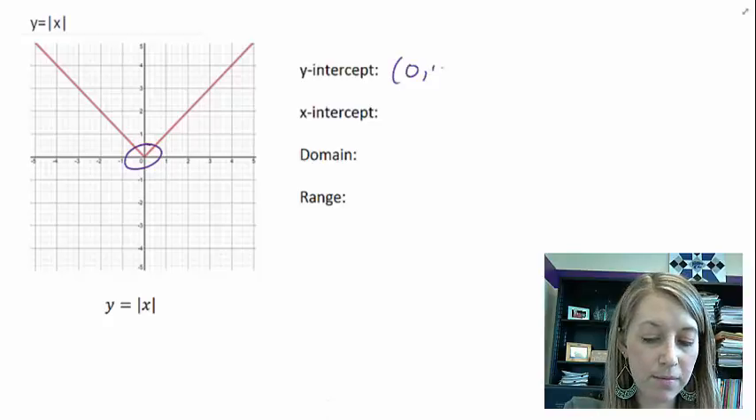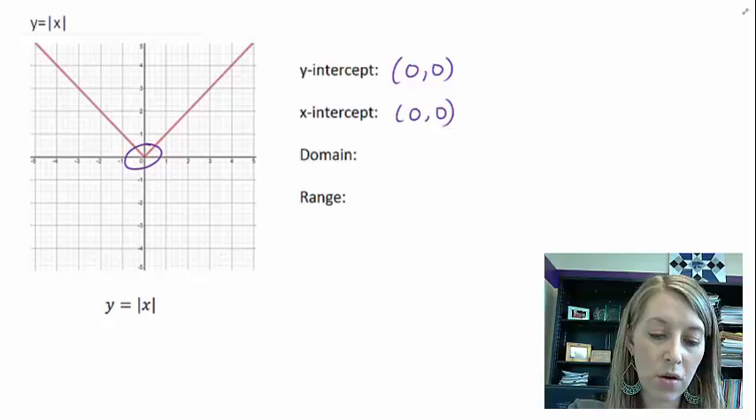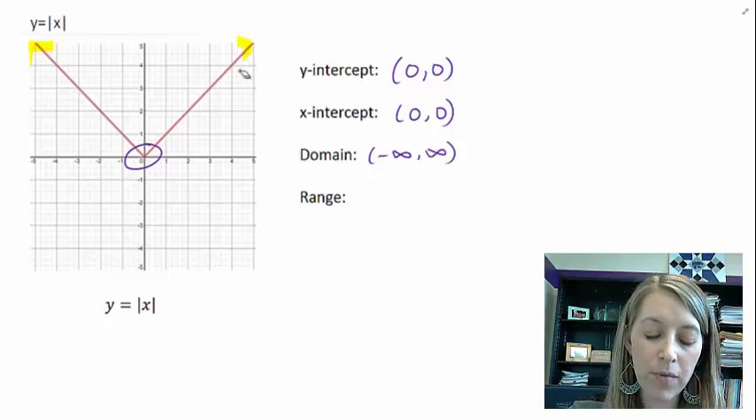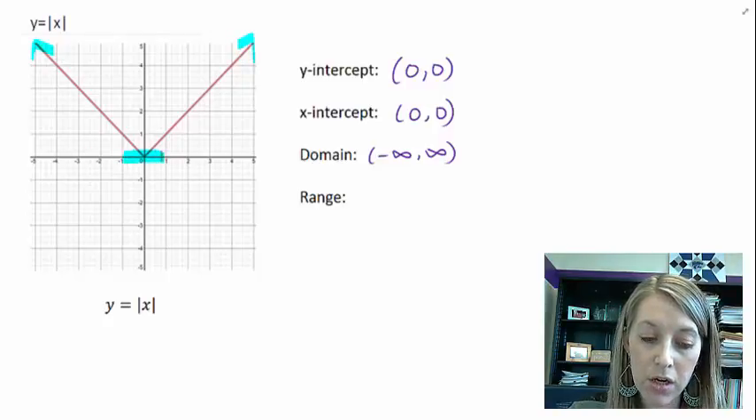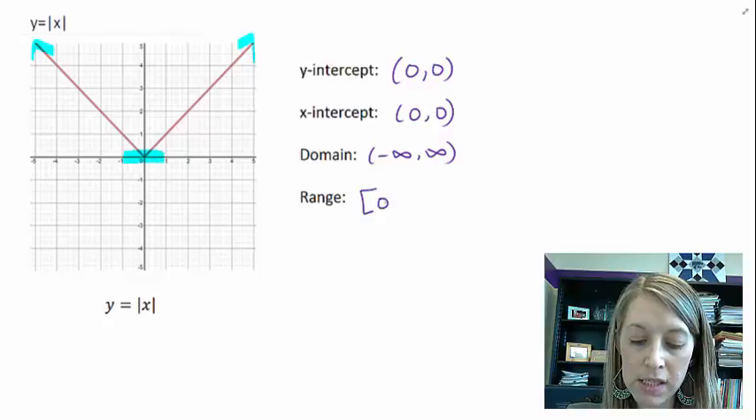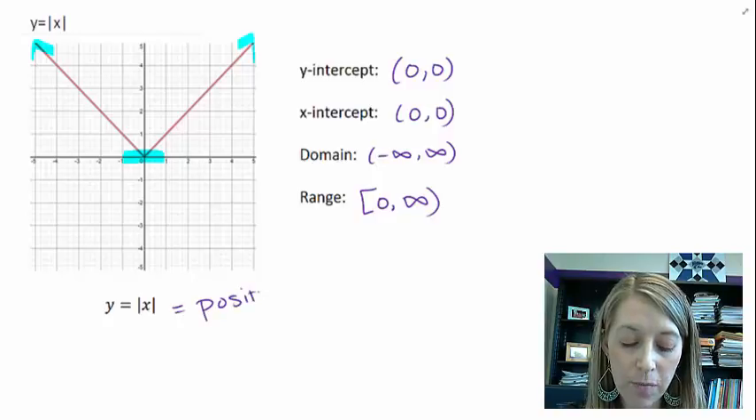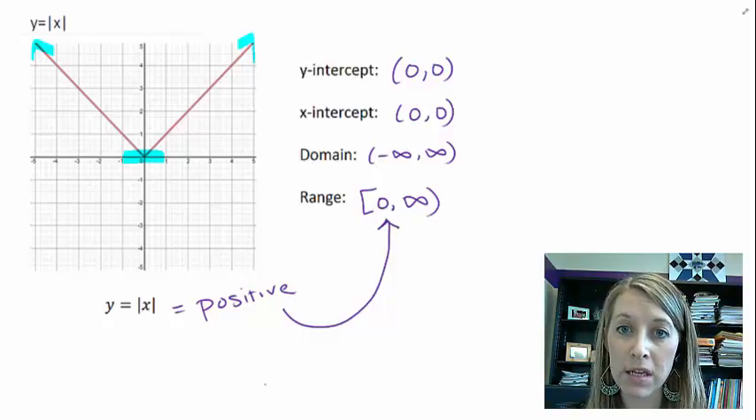Okay, intercepts, same place, the origin. Domain is left and right. Notice this graph goes left forever and right forever, so negative infinity to infinity. Range is up and down. We see it goes up forever, but we see that it stops here. So my range is 0 to infinity. Remember, absolute value will only come out to be positive values. So that makes sense that my range will only be in the positive interval.